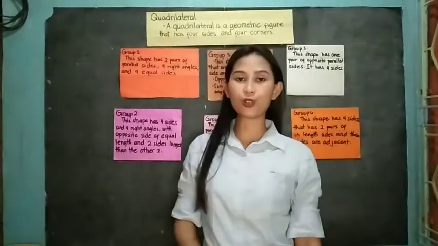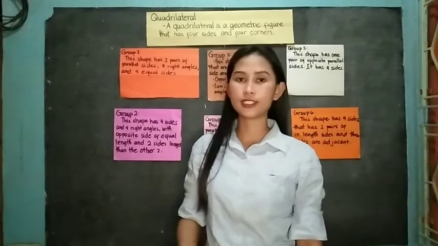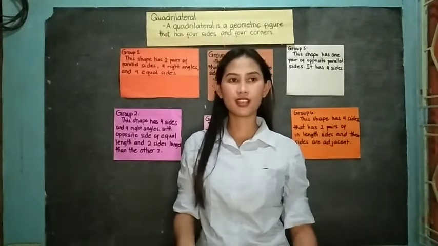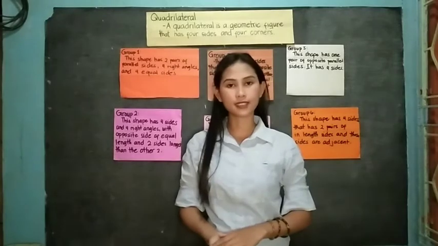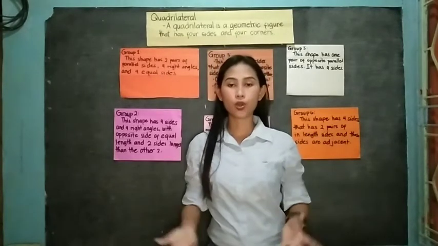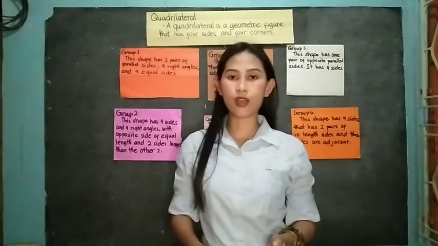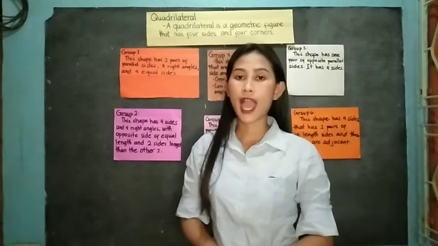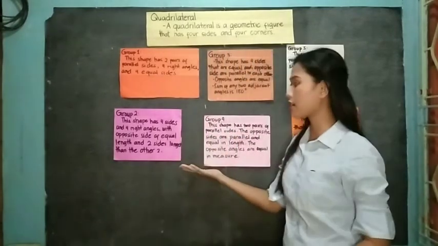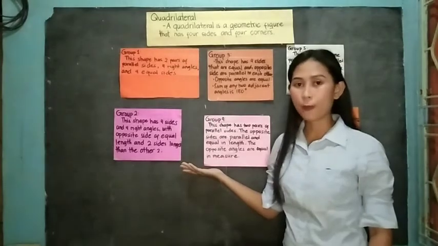Does the shape you are holding have 4 sides? Does it have 4 angles? So, the shapes you are holding now are quadrilaterals, and the descriptions you put here are its properties.